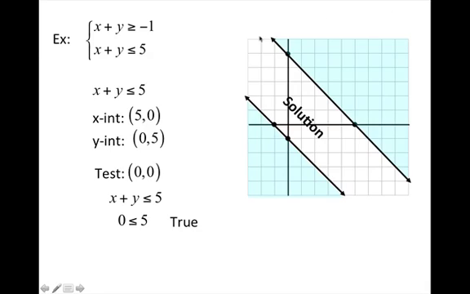And as we stated before, since these lines continue forever, even though my graph, my grid is ending here, it really goes on forever. So there is no bound to my solution area here in the top corner or in the bottom corner. So this is an unbounded solution area.